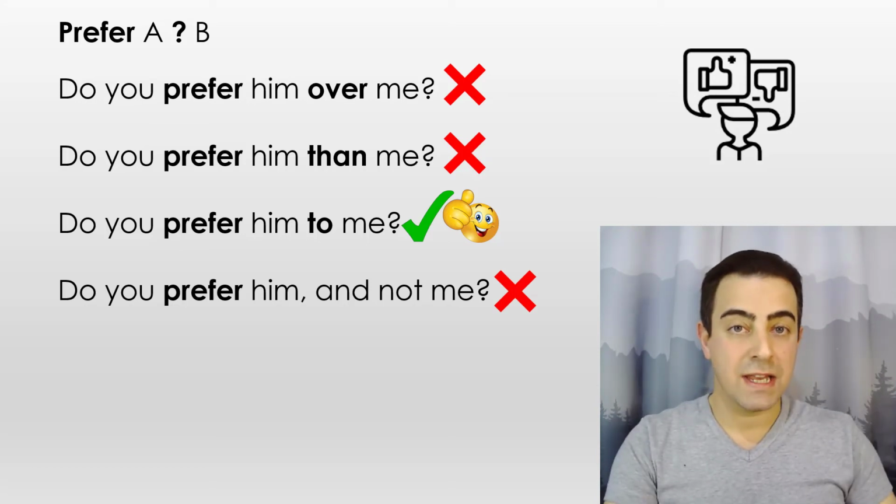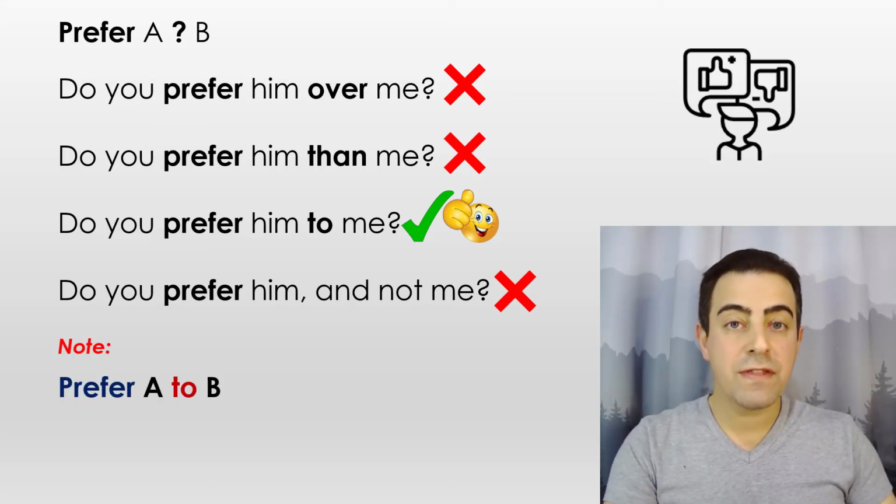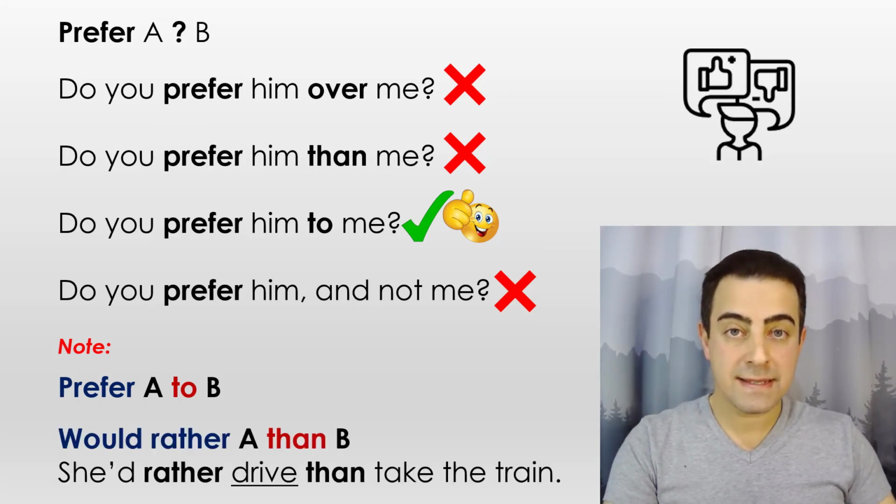And now let's take note. We use to with the verb prefer. Prefer A to B. And also we've got another phrase that has the same meaning, and that is would rather. Would rather A than B. So as you see, we use than with it.